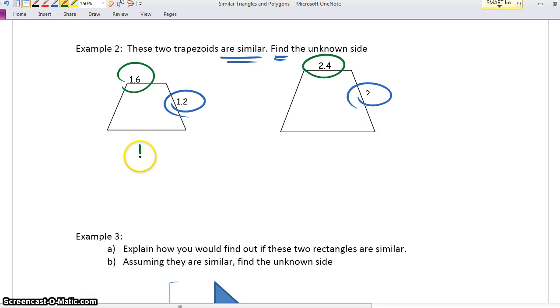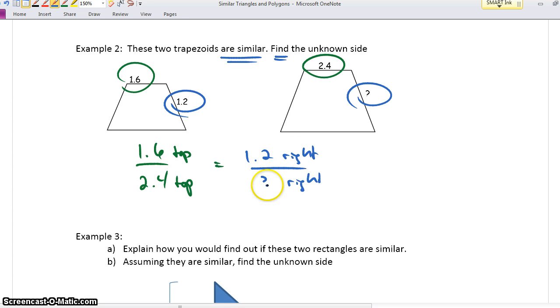So we can set up this proportion in a number of different ways. I'm going to set up like this. 1.6 on the top over 2.4 on the top should be equal to 1.2 on the right over the thing we don't know on the right.